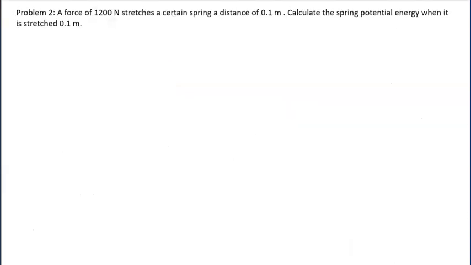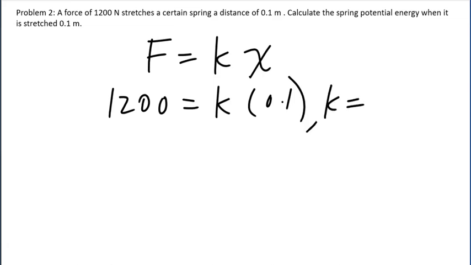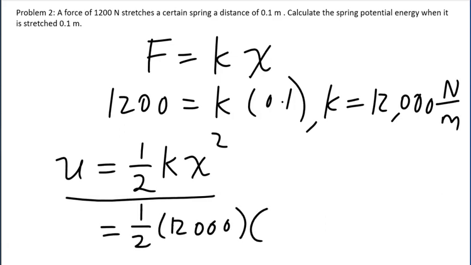Now the next problem: a force of 1200 newtons stretches a spring by 0.1 m. Calculate the spring potential energy when it's stretched by that amount. So first we calculate the spring constant from F equals kx, that's Hooke's law. So 1200 newtons is the force, k we don't know, 0.1 is the stretch, so that's going to give you k as 12,000 newton per meter. Now using the expression for the spring potential energy, since we already know k is 12,000, and the stretch is 0.1, square that, and you're going to end up with 60 joules.